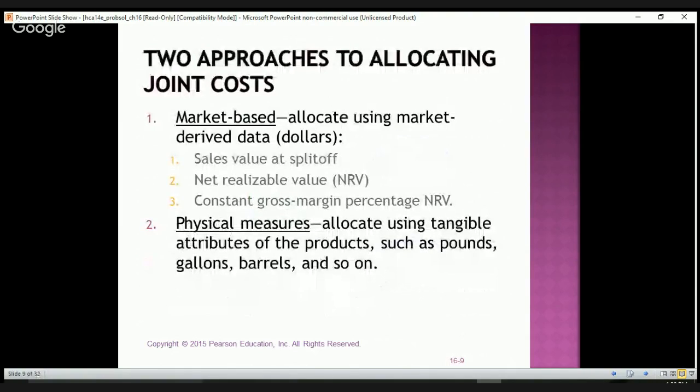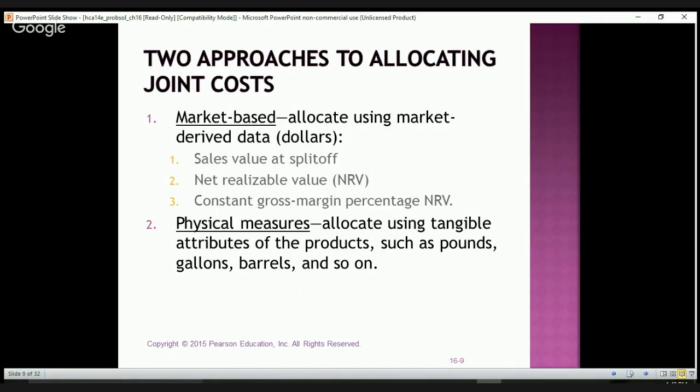We have 2 different approaches to allocating joint costs. The first one is market-based, which allocates using market-derived data or dollars. They do it based on sales value at split-off, net realizable value, or NRV, and constant gross margin percentage NRV. The second way we do this is through physical measures, which allocate using tangible attributes of the product, such as pounds, gallons, barrels, and so on.